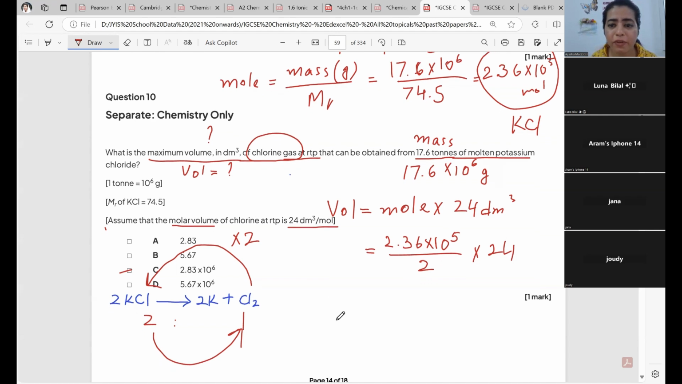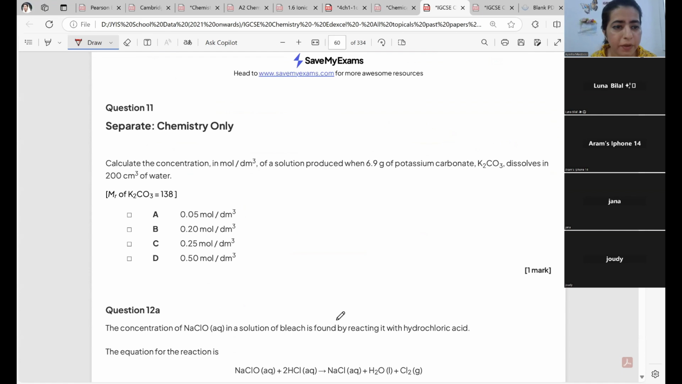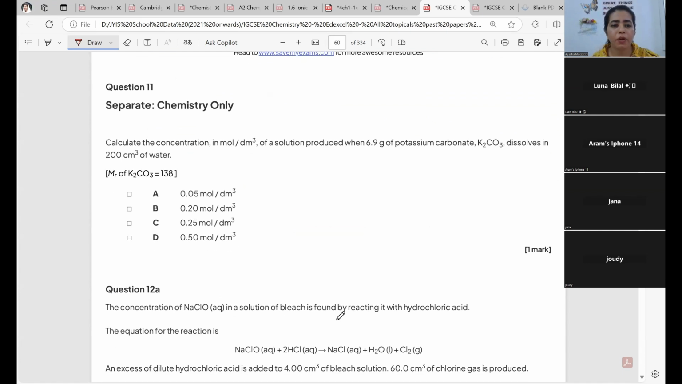Okay, let's move to question number 11. Try to solve it. Calculate the concentration in moles per dm cube for a solution whose mass is 6.9 gram, that is potassium carbonate, the mass of solute, dissolved in 200 cm cube of water, which is the solution, and the MR of K2CO3, 138, is given to you.